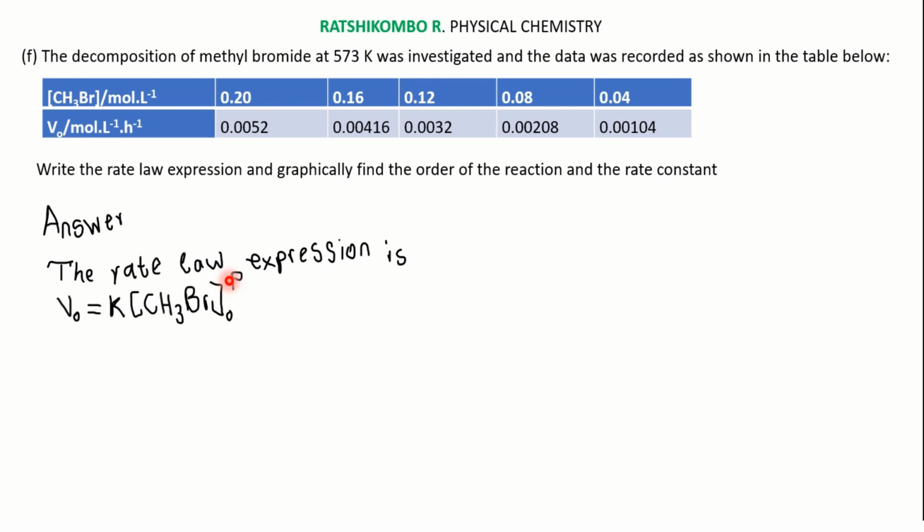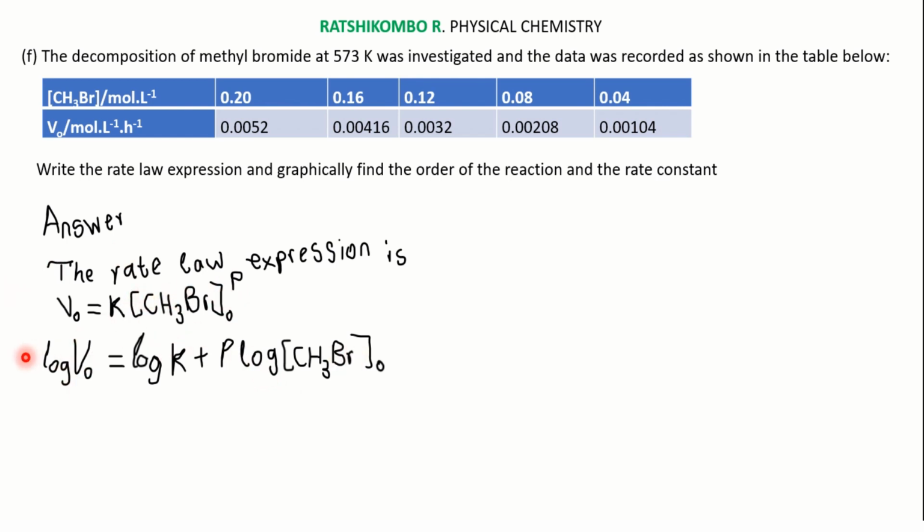Now we want to bring this P down here so that it is easy for us to simplify and solve this question. In order to do that, we have to introduce logarithms. So let's introduce log in this equation. If we do that, you will find that log V0 equals log k, plus, since we brought P down, P log [CH3Br]. In other words, this equation is the same as this one; we just introduced the log on this equation.